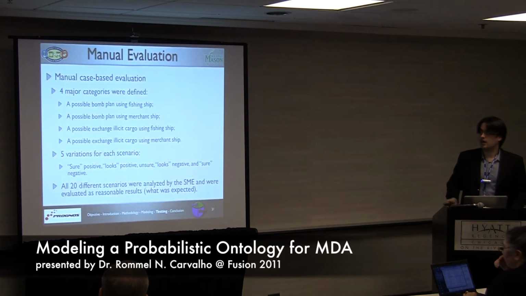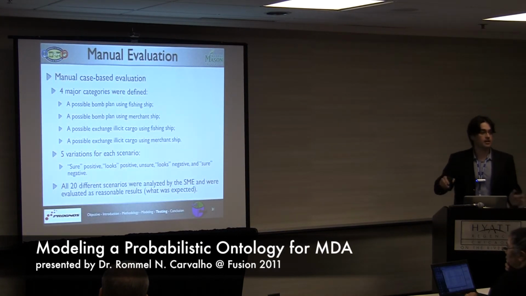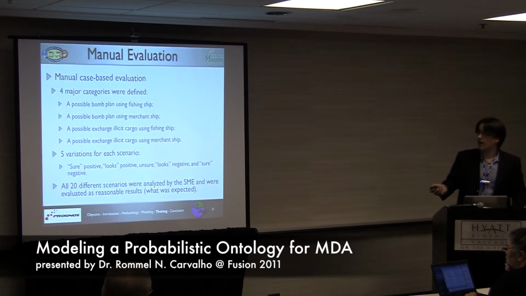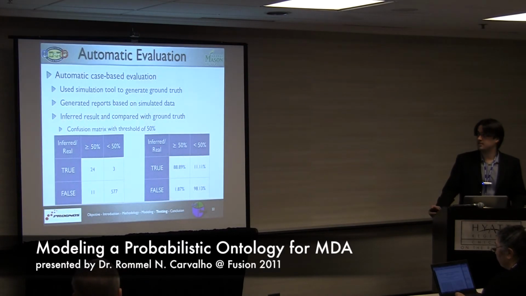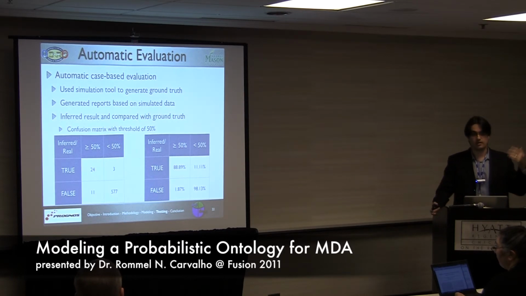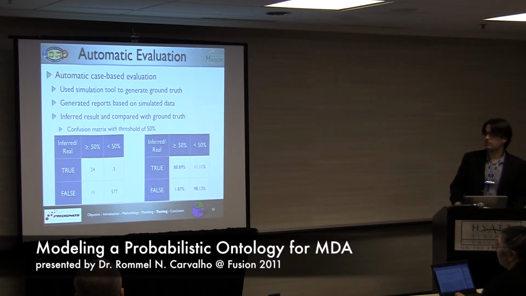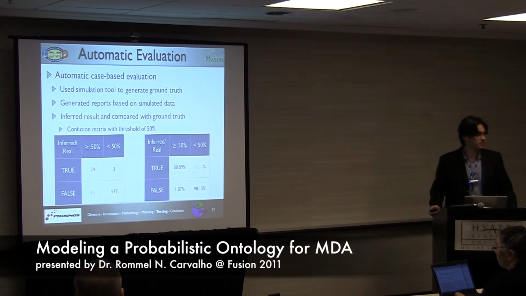Here I'm just going to briefly talk about evaluation, because it's based on another paper that we presented, and this paper just points to that paper, basically. We did some manual and some automatic evaluation. For the manual evaluation, we did 20 different scenarios. We had the subject matter experts evaluate it, and they said that this result seems reasonable. Besides that, we did some automatic case-based evaluation where we generate some ground truth, then we sample some reports from that ground truth, and we use those reports to do inference. Then we put some threshold and compute the confusion matrix. The true positive was like 89%, and the true negative was 98%. So we got some decent results for what we had.